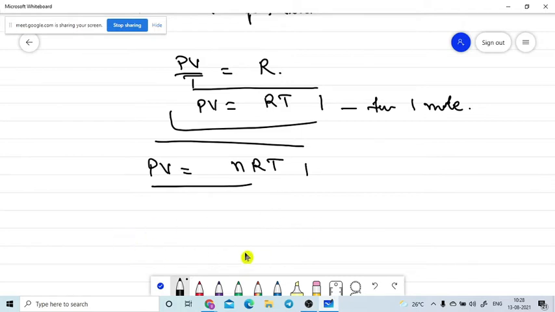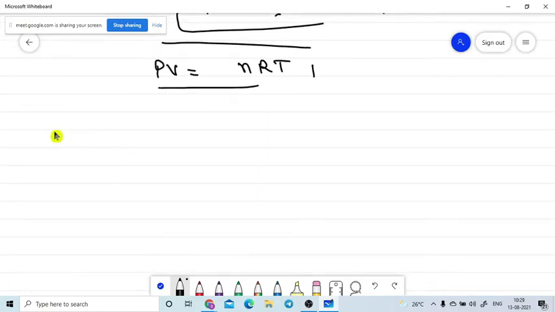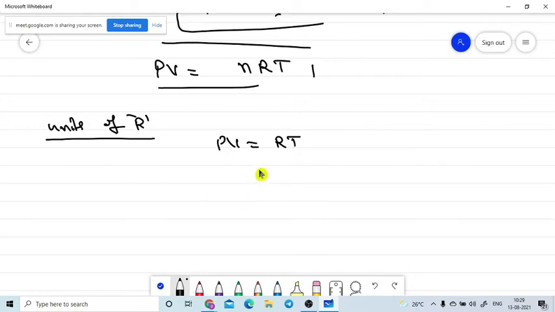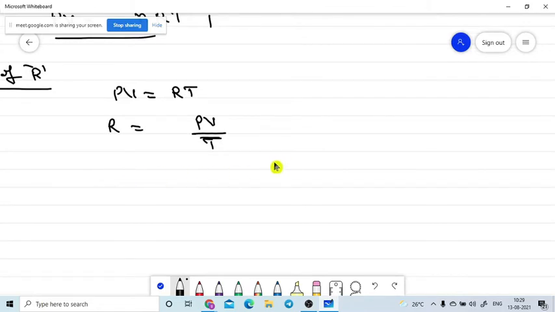Now they may ask a question like this: what are the units for R? They may ask the units of the universal gas constant R. To give the units for the universal gas constant, we need to bring the basic fundamental formula. PV is equal to RT, so R is equal to PV by capital T. What does PV mean? PV means pressure times volume.